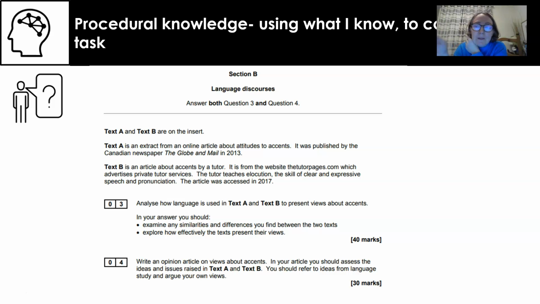The final column, where it was similarities or differences, enables us to hit this bullet point: examine any similarities or differences. Now, exploring how effectively the texts present their views is what we're going to start to look at when we build our paragraphs in this hour. When we explore anything effectively, what we're really saying is, how well does it work? How well does text A work in presenting attitudes towards accents? How well does text B work in selling the idea of elocution lessons? And that's going to be part of those 40 marks that we're looking to achieve.